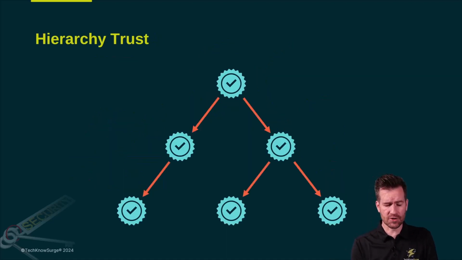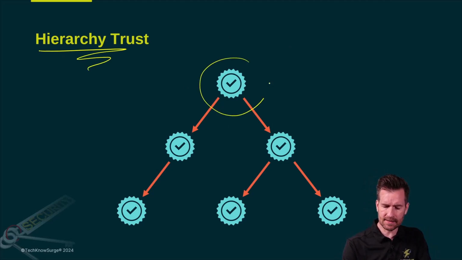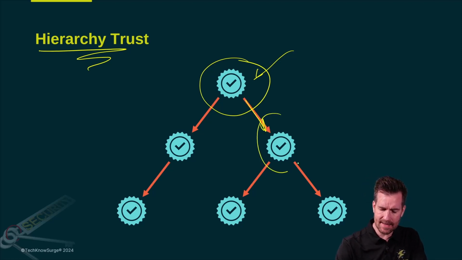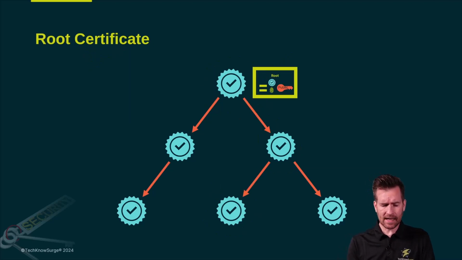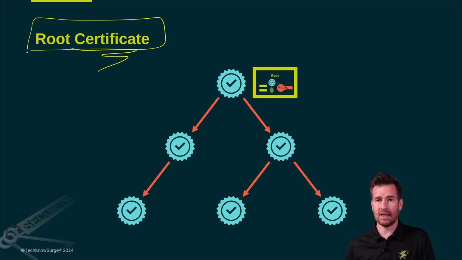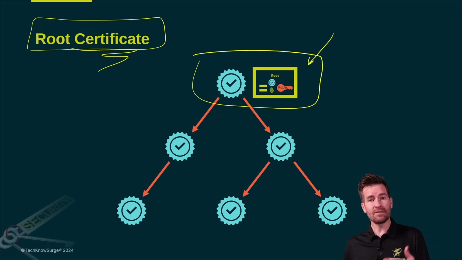Public key infrastructure also utilizes a hierarchy trust. That is, there is some sort of top-level trust, and that trust gets passed down from entity to entity. And so we're going to actually apply that to public key infrastructure. So let's take a look at different certificates. First of all, we have a root certificate. The root certificate sits at the top. That becomes the anchor of trust that proves everything else.